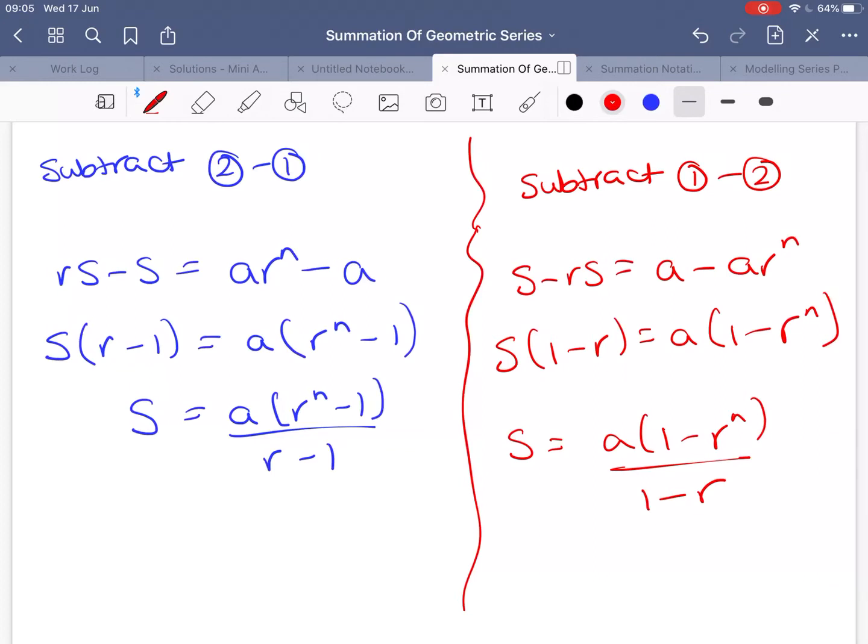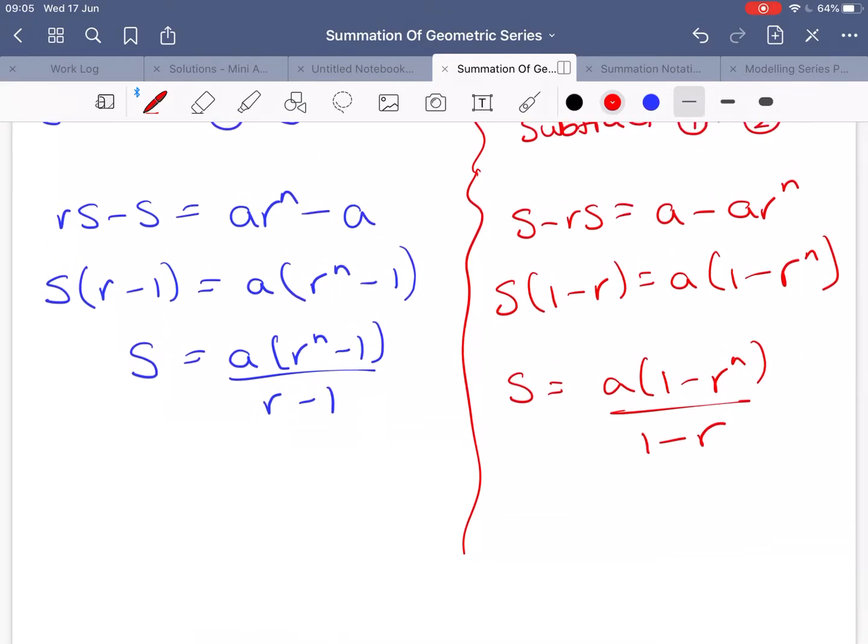And actually both of these are true, because if we think about it, if I multiplied the top and the bottom by minus 1, which with equivalent fractions would keep everything the same, I'd have A, and I'm going to times the first term in the bracket by minus 1, times the second term in the bracket by minus 1, minus 1 plus R, and actually then that becomes the same, because it's just S equals A times R to the N take away 1 over R take away 1.